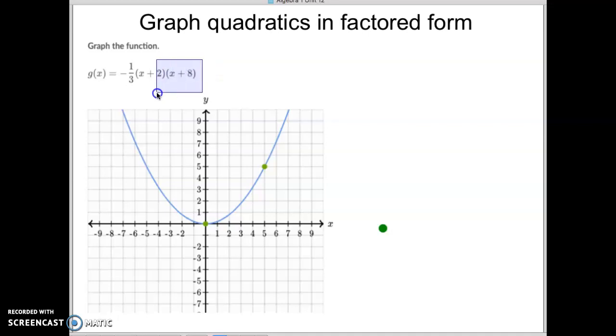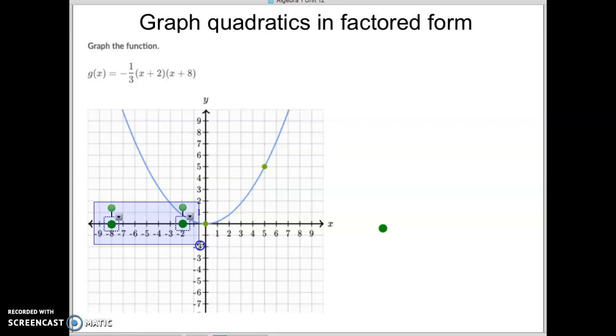When something's in factored form, you should now know how to use the zero product property to find your x-intercepts. It's the opposite of this, and the opposite of this, meaning my x-intercepts are going to be -2 and -8. So I'm going to draw a dot over here at -2, and another dot over at -8. Those are the two x-intercepts. Does everyone see those two dots right there that I just put in?